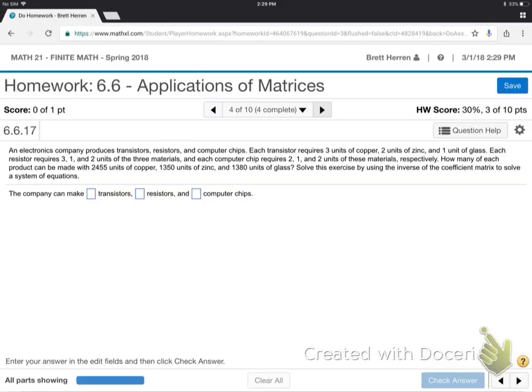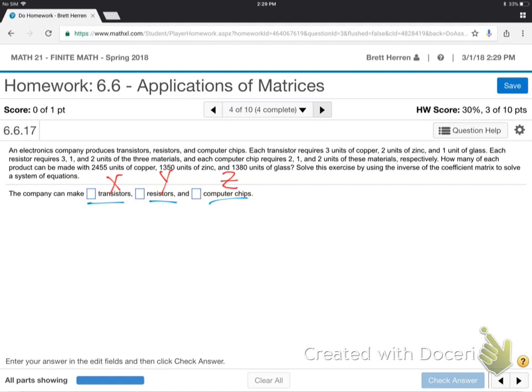Okay. An electronics company produces transistors, resistors, and computer chips. Each transistor requires 3 units of copper, zinc, glass. How many of each of the products can be made? So it's one of those word problems like we've been doing. Whatever they're asking for is your X, Y, and Z, isn't it? So I'll put transistors, resistors, computer chips.